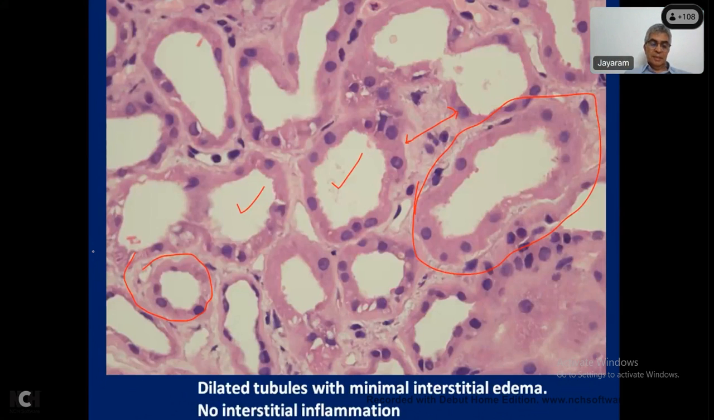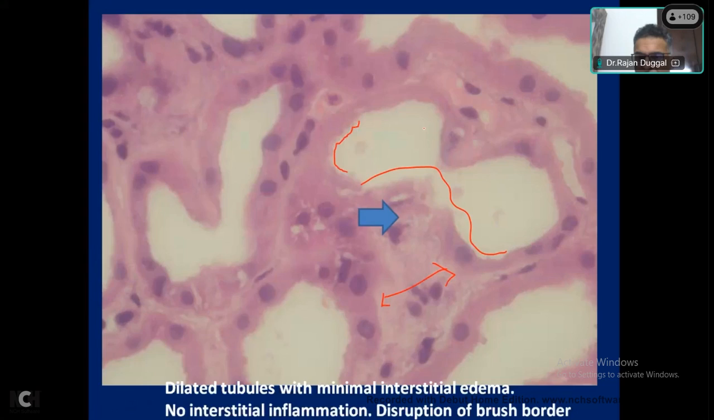Yes, Rajan. Yes, sir. So similarly, what Sir Jairam also mentioned, that you see these tubules which are separated, as I've shown here. So there is some separation of the tubules. And you see this is pale. It is not pink. So since it is pale, it is more like edema rather than interstitial fibrosis.